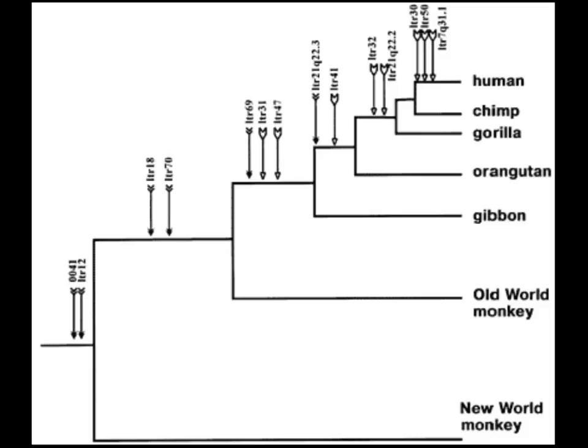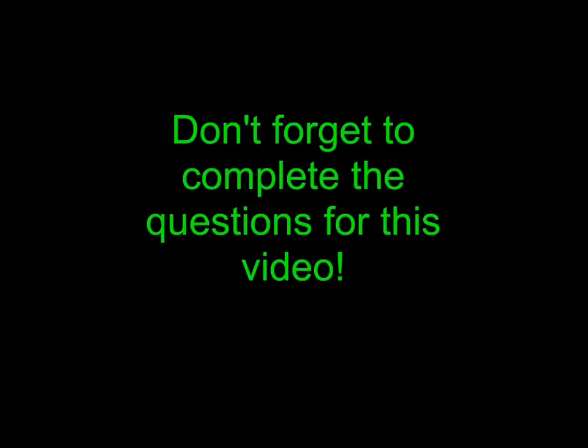Scientists have compared endogenous retroviruses found in human genomes to those found in the genomes of other primates. This phylogeny was made from the results of that research. Each arrow on this phylogeny represents a unique retrovirus that is shared by all species on that branch. And as you can see, the results confirm what we already know from anatomical and molecular evidence.